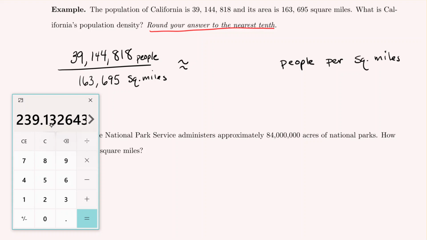Had it been 5 or greater, then the 1 would have turned into a 2. We would have rounded up. But as it's a 3, less than 5, we stay where we're at. So we say rounded to about 239.1 people per square miles.